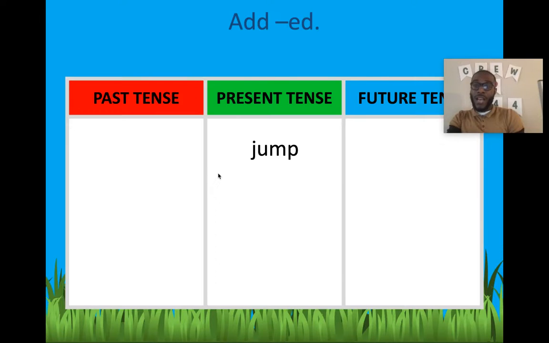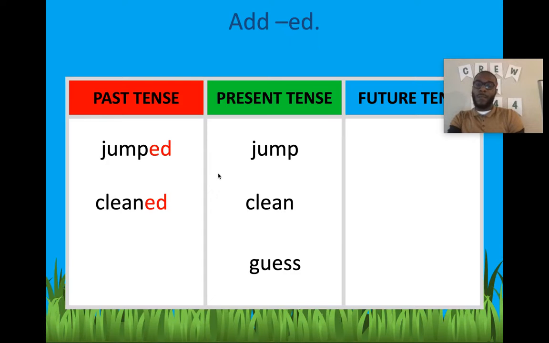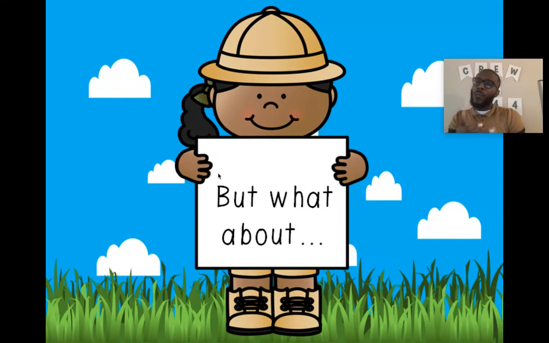If my base word is jump, then it becomes jumped. You add an ED to that word. If my word is clean, then you add an ED to clean and it becomes cleaned. My word is guess. You add an ED to it and it becomes guessed. But what about verbs that are irregular?